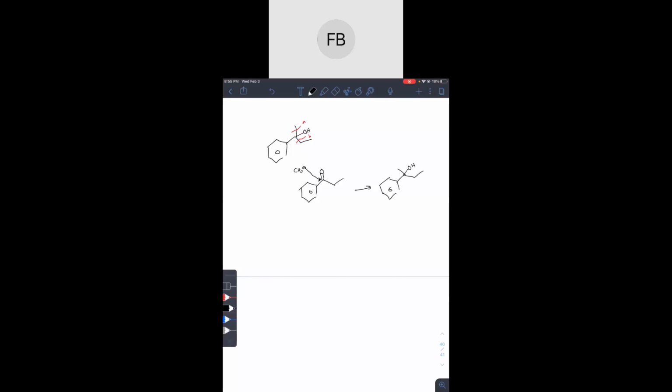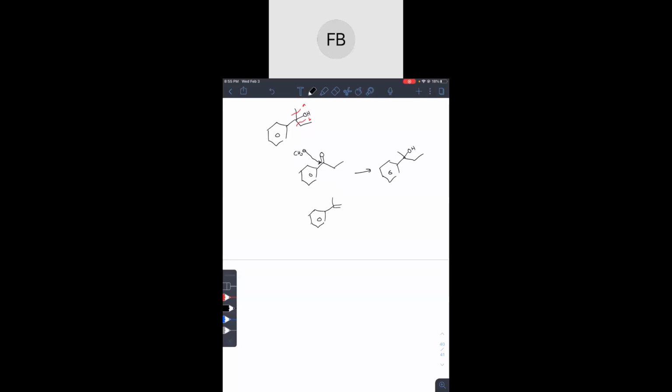Or something else could have happened. We could have had the opposite, where it looked more like this. From this position, it was 2 carbons long, and it came along and attacked here. And that produced the exact same thing. So there are 2 possibilities, and I think both of them are possible.